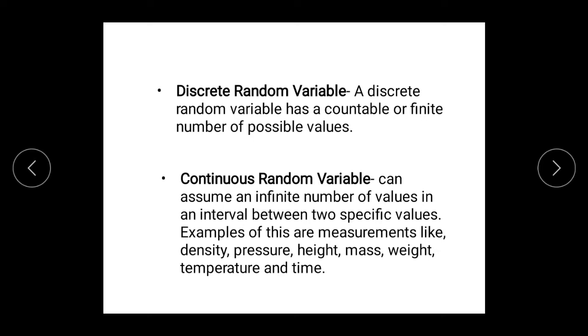So, under random variable, we have two: the discrete random variable and the continuous random variable. A discrete random variable has a countable or finite number of possible outcomes. Finite ang outcomes dito. A continuous random variable, which is my topic, can assume an infinite number of values in an interval between two specific values. Examples of these are measurements like density, pressure, height, mass, weight, temperature, and time. So, ang pinagkaiba ng dalawa ay dun sa discrete ay finite possible values, sa continuous naman ay infinite.